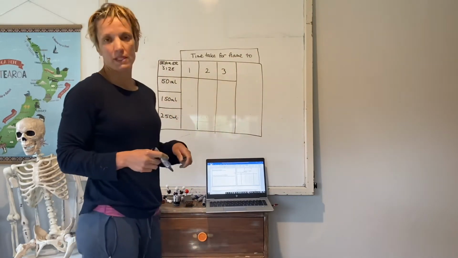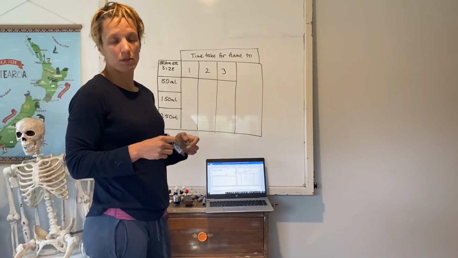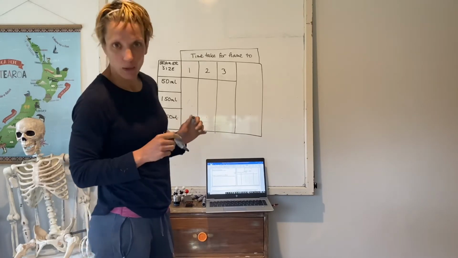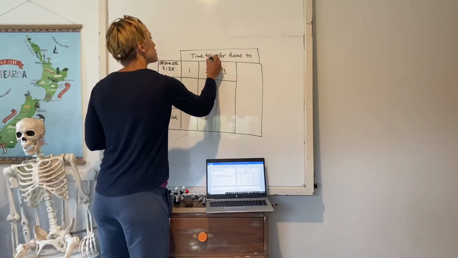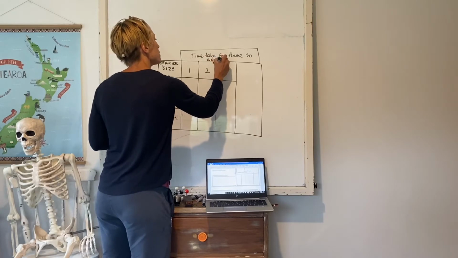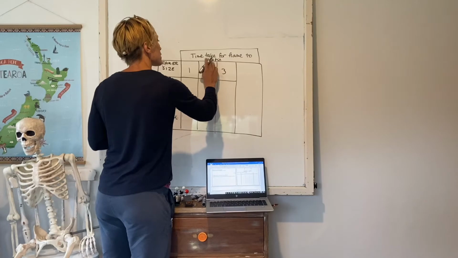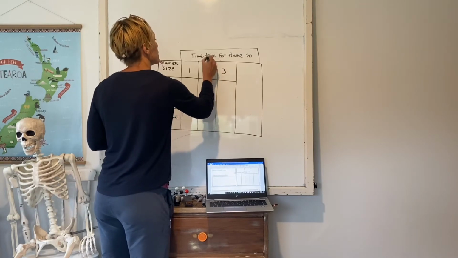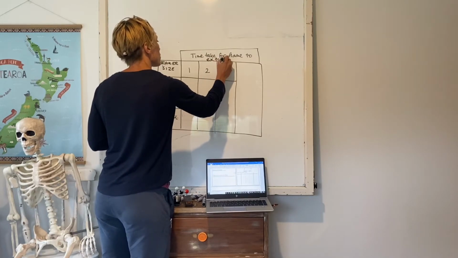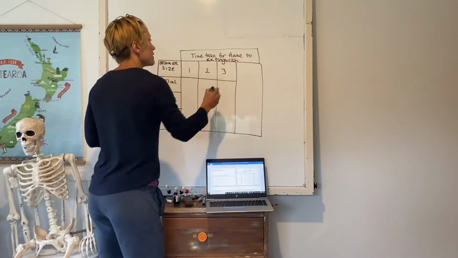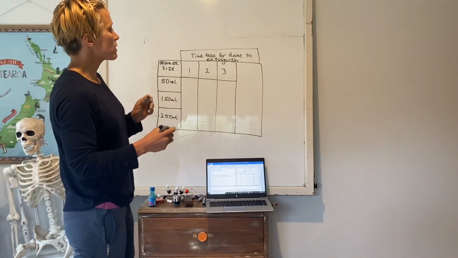That has its own heading called time taken for flame to... oh, what word could we say there that's nicer than go out? Extinguish. Oh my goodness, that is not how you spell extinguish. Extinguish. Time taken for flame to extinguish.